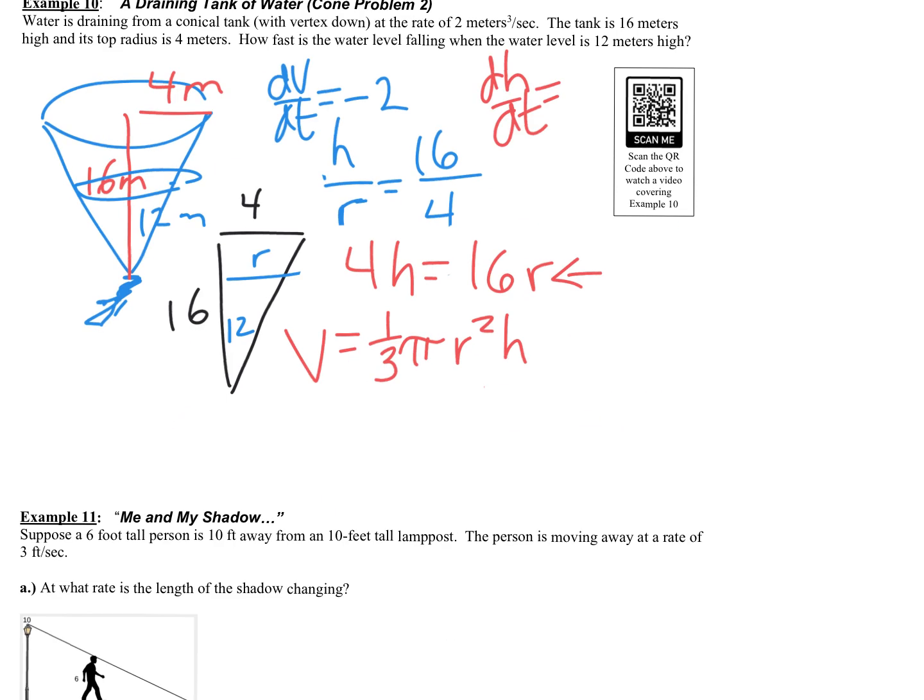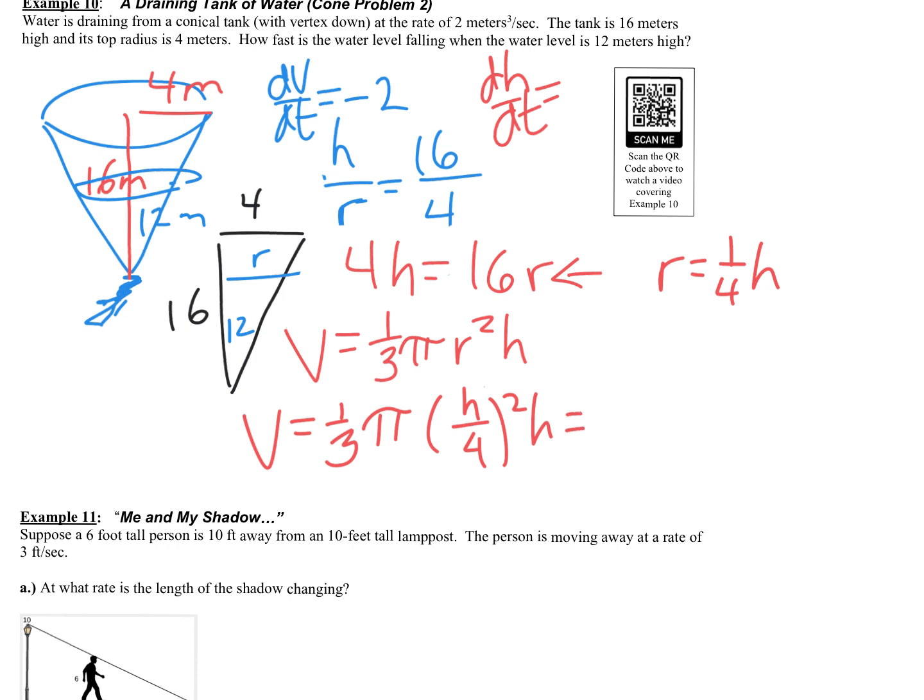Cool. r is equal to, is it? 1/4 h, yeah. 1/4 h. Okay, so I'm going to replace the r with a 1/4 h, or h over 4. So it'll be 1/3 pi times h over 4 squared times h. Please clean that up for me. What do we got here? I'll take the bottom. Is it 48 on the bottom?